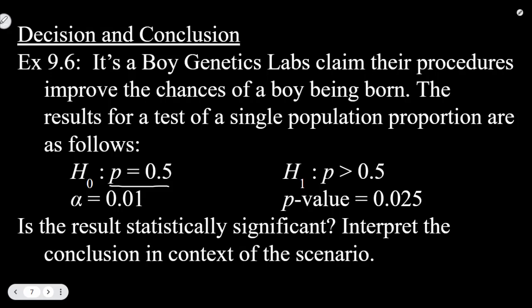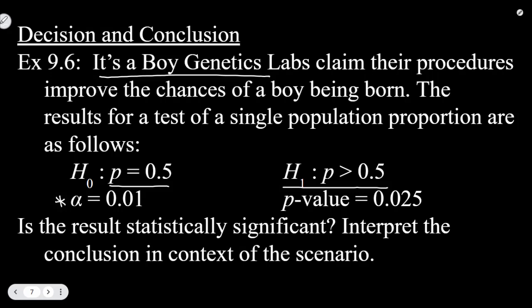The alternative hypothesis, according to the It's a Boy genetics lab, is they're saying that whatever they do in their treatments makes the proportion of boys being born higher than, greater than 50% or 0.5. We are going to test this at an alpha equals 0.01 significance level. And the p-value that we are given is 0.025.